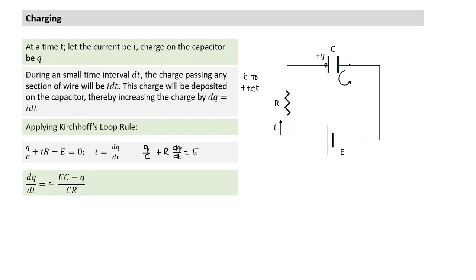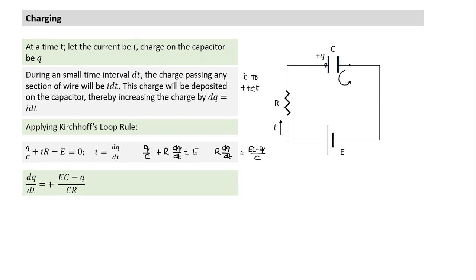So what is dq by dt equal to? If I take it to the other side, it becomes equal to R dq by dt, and then they take the denominator. This is the R equation that leads to this. I could have written one more step here if anybody has an issue. dq by dt is equal to (EC minus Q) by RC. And this equation we get.